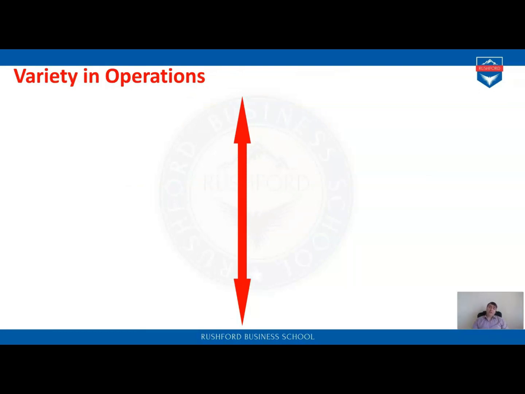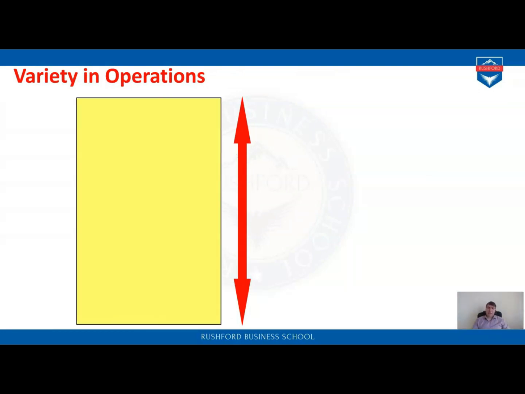Variety in operations, that's it. That's another way you can understand operations. Pure goods are more tangible and storable, like the automotive industry, car manufacturing, Rolls-Royce, Toyota, and so on. You can produce in advance, and it's transportable.